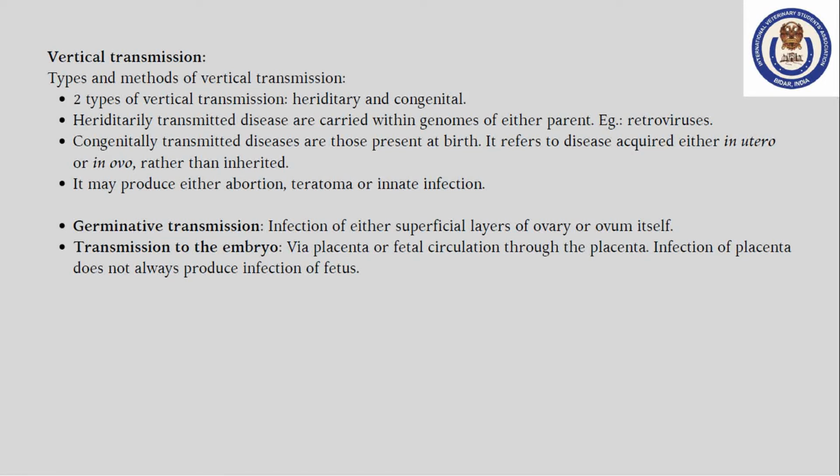And these may produce either abortion, teratoma, or innate infection. Innate infections are those which are inapparent and can continue even after birth. Germinative transmission is the infection of either superficial layers of the ovary or the ovum itself, and transmission to the embryo can occur through placenta or fetal circulation. But infection of the placenta does not always mean that the fetus is also infected.